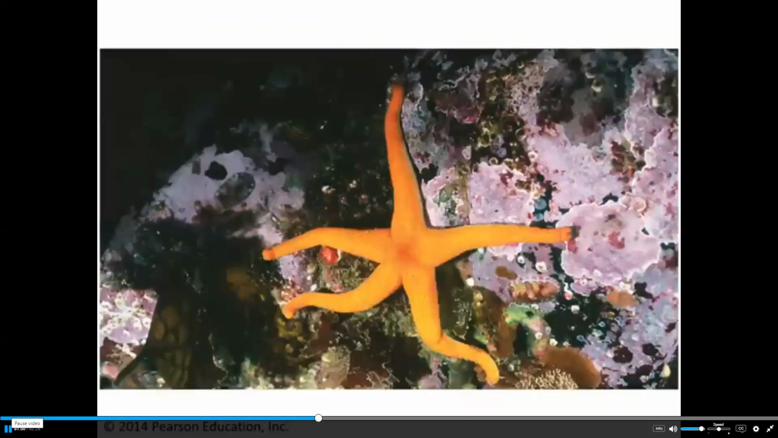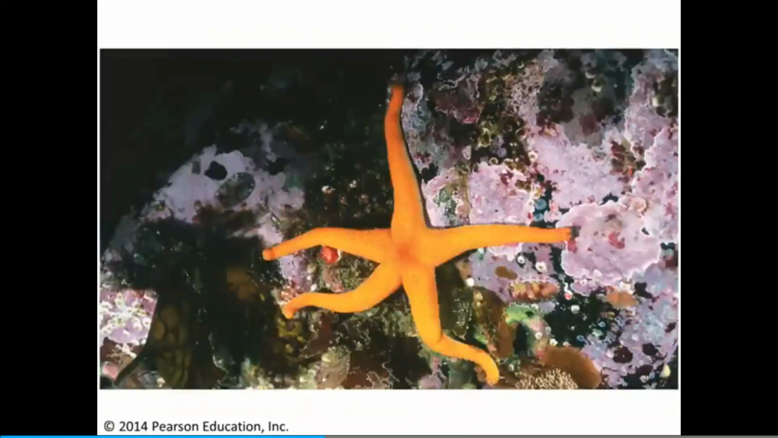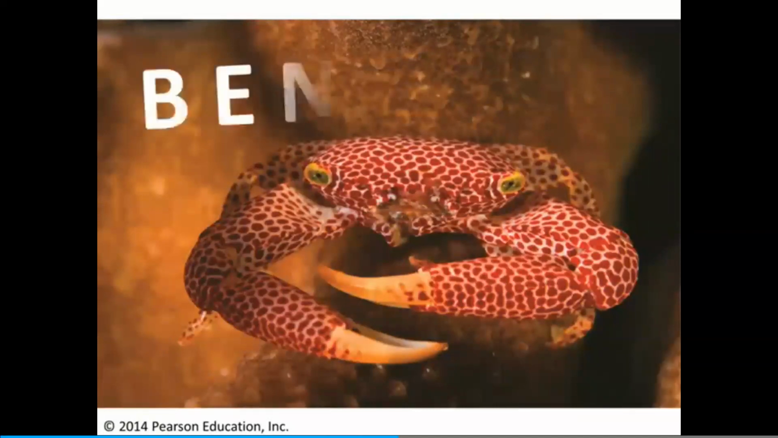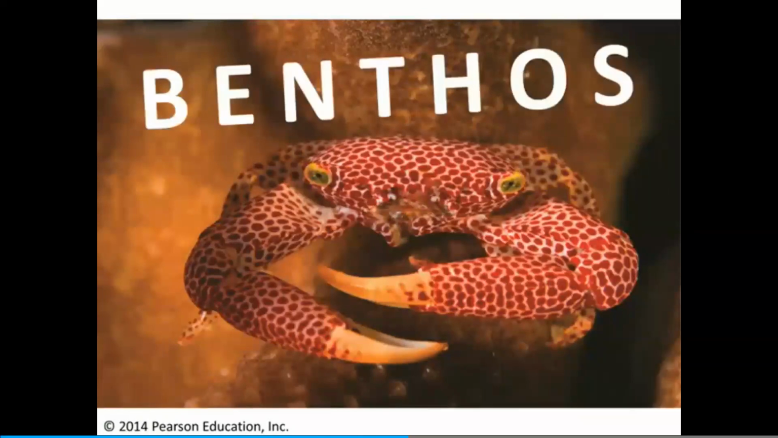Well, what about this guy? This is a sea star. It doesn't float. It doesn't swim. It crawls around on the bottom instead. Here's a crab. Again, sort of a bottom crawler, although capable at moments of sort of jetting through the water. Organisms that live on the bottom are referred to as benthos. So the benthos are the organisms that are on or in the bottom.